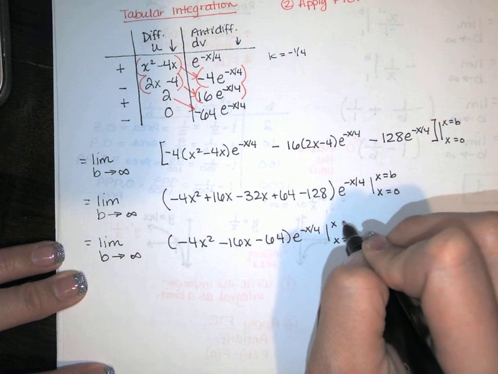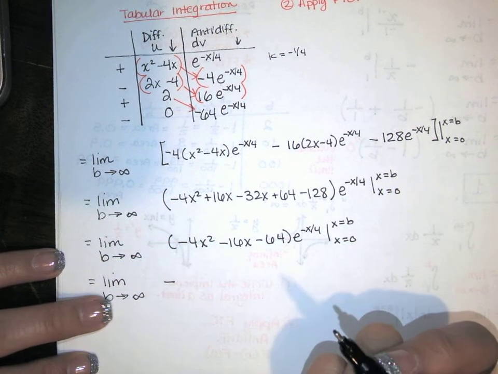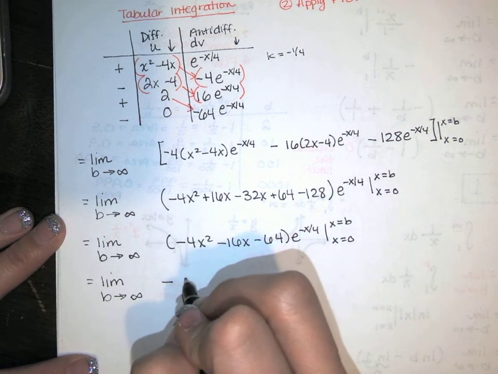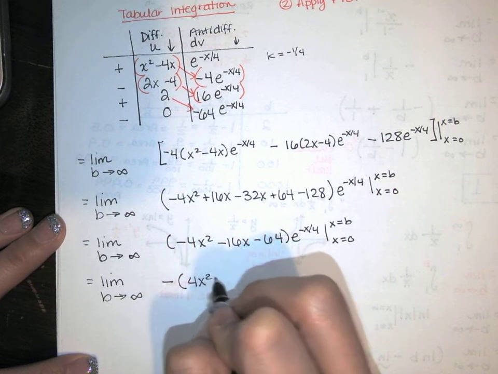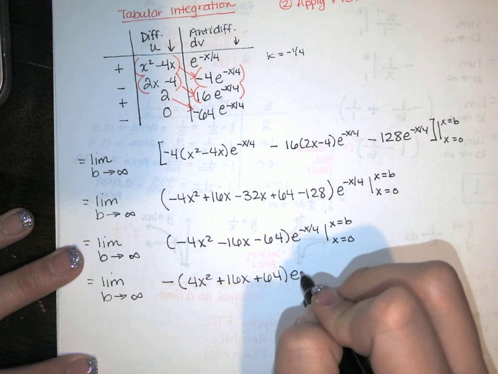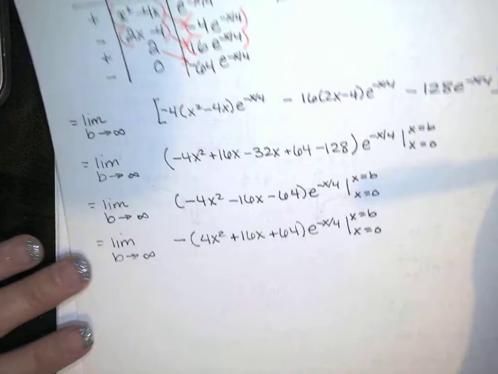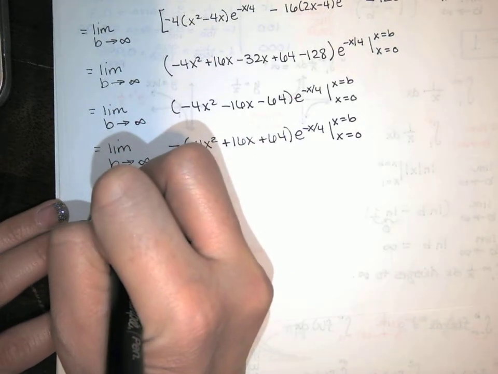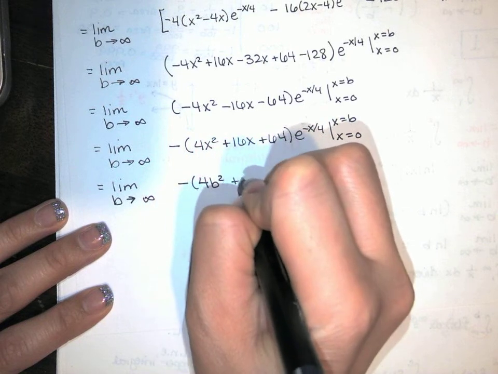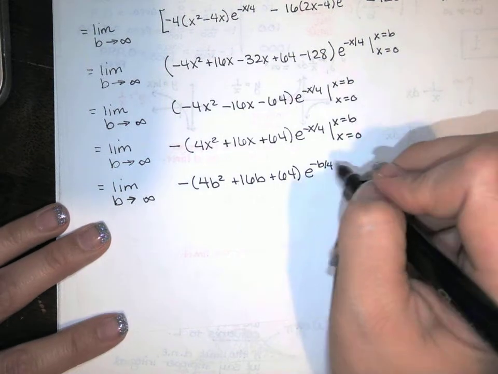Now let's finally do the fundamental theorem. I'm going to factor out the negative as well. Could factor out a negative 4. I'm just not going to do that. So we'll have negative 4x squared plus 16x plus 64 times e to the negative x over 4. I said I was going to do the fundamental theorem, but I didn't. I factored out a negative instead. Now I'm finally going to do the fundamental theorem. So replace x with b. And then replace x with 0 and subtract.